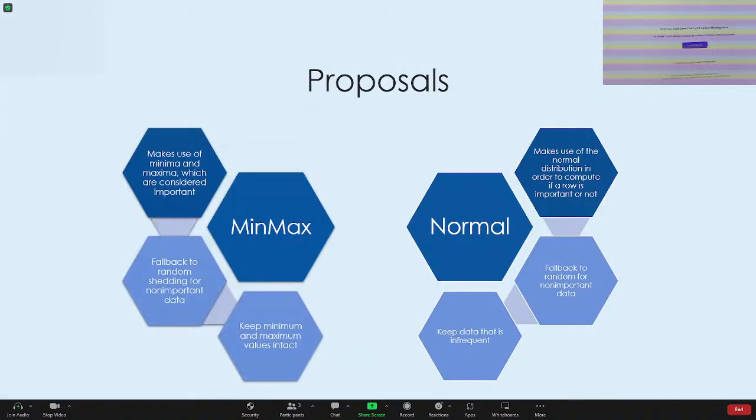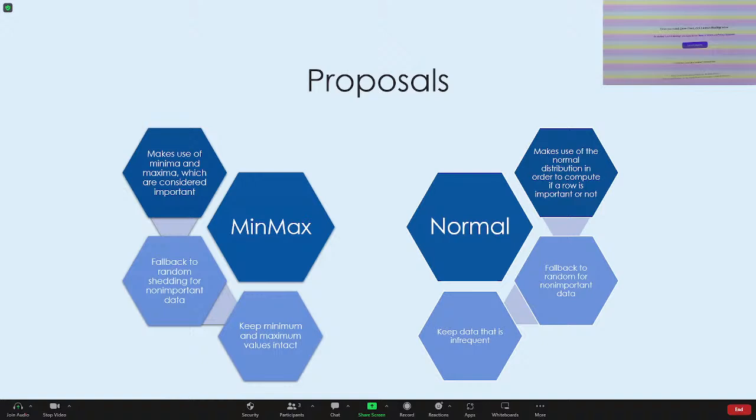Our proposal is to introduce two new algorithms. One that we call min-max, which makes use of minima and maxima, which we consider to be important characteristics. And when a tuple does not contain minima and maxima, then we fall back to random shedding. The scope of this is to keep minimum and maximum values intact. This may be especially useful in critical scenarios, when you have to focus on data that is minimal or maximal, such as in some, I don't know, reactor system.